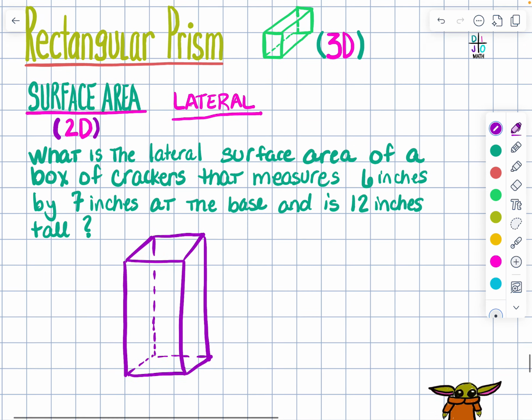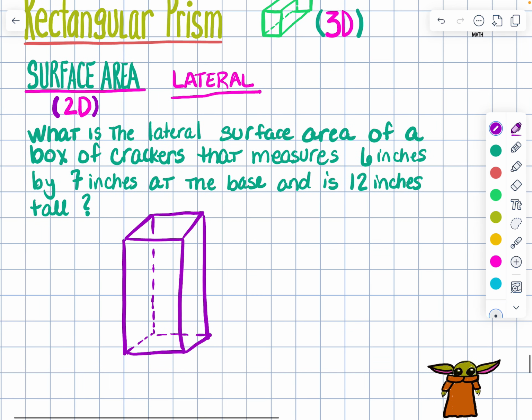Next thing I want to do is go ahead and label everything. Because I've made this side over here the longest side, I'm going to put 12 inches for that side. And then it's 6 by 7 at the base. So I'm going to say this one is 7 inches, this one is 6 inches. So I've just determined that is my base, and I've drawn a picture based on those. It's not exact, but it's close enough.